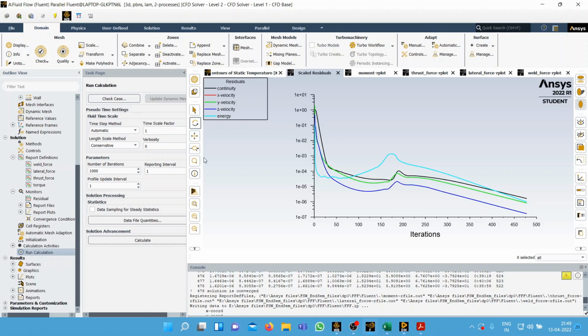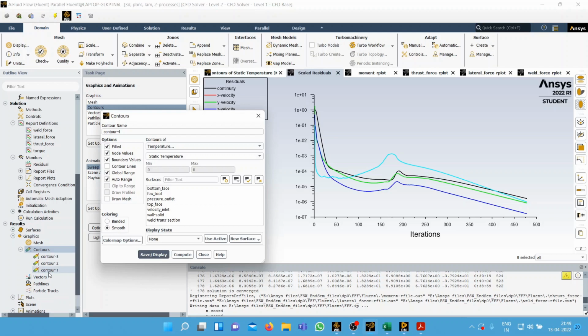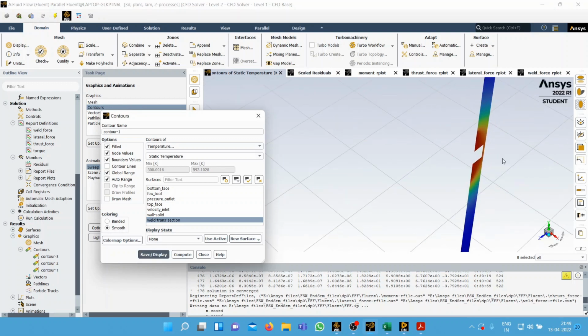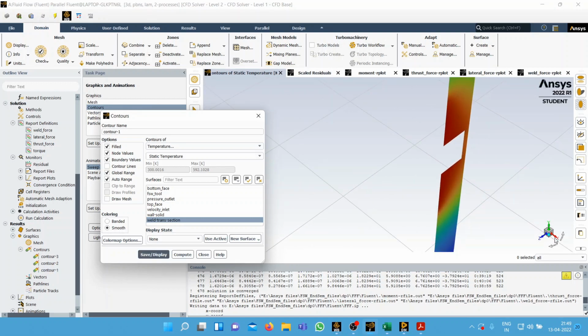Now let me take you through the different plots that are necessary to understand. In graphics, contour, this plot I have created in the weld transverse plane. I have plotted the temperature, to show the temperature distribution. So now let me compute it. This is what we are going to get, the temperature distribution.